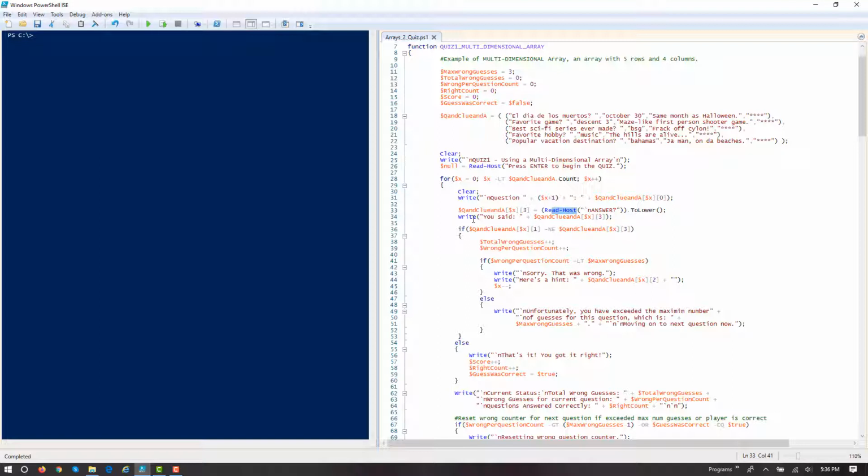Now we just need to be able to compare what they type in and we store here, and based on the question we asked here, to the answer to the question, which is right here, the second column of every row.